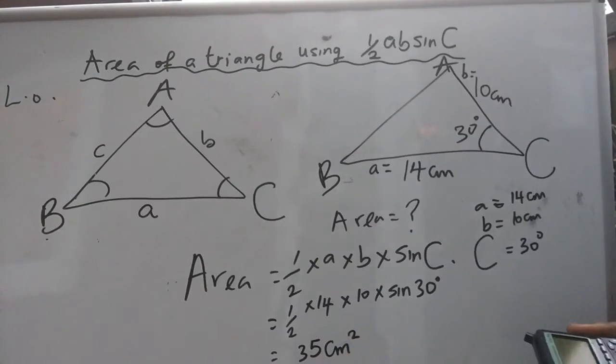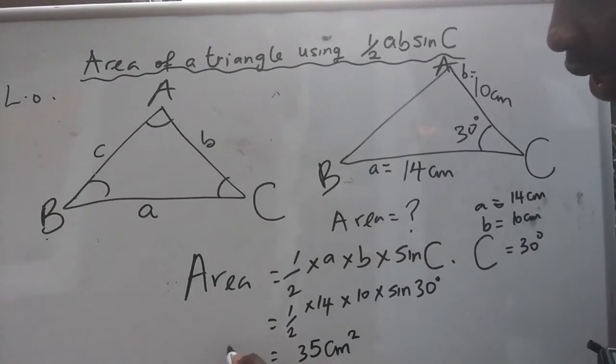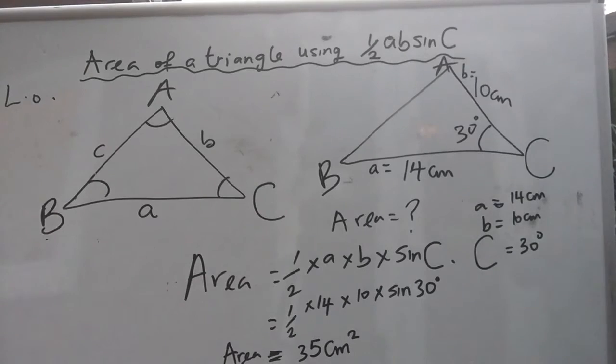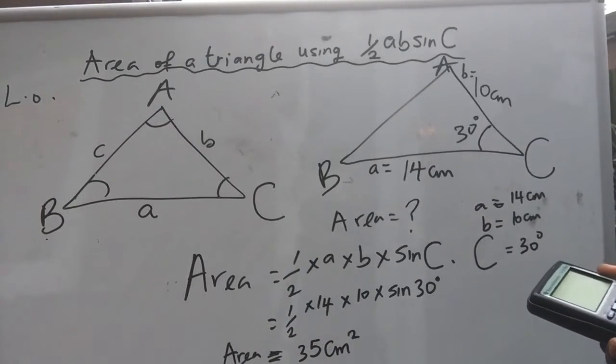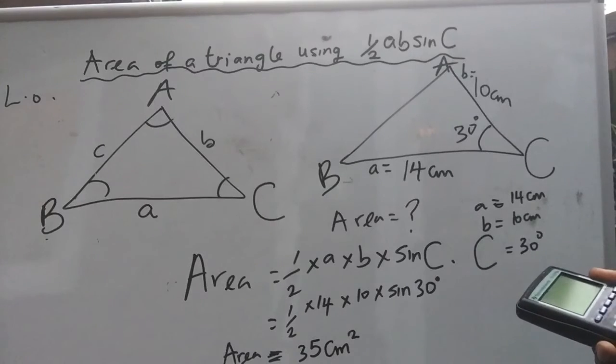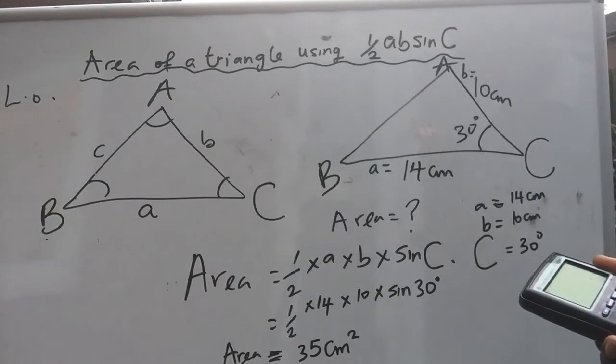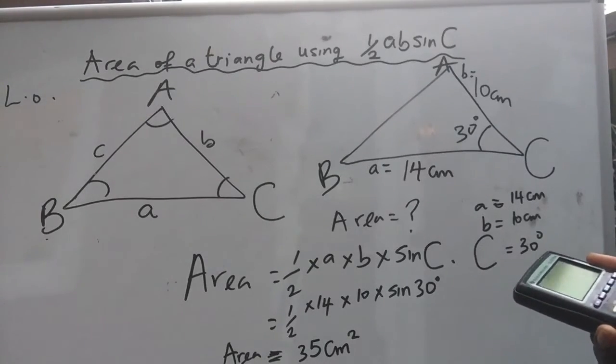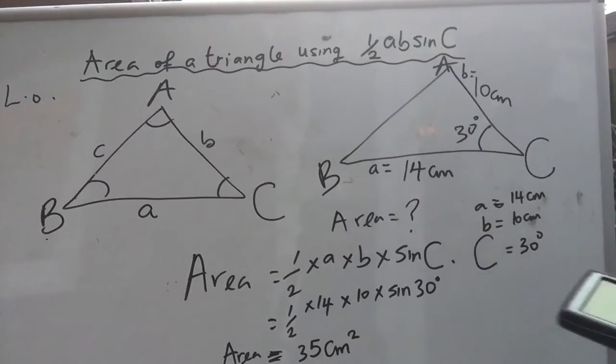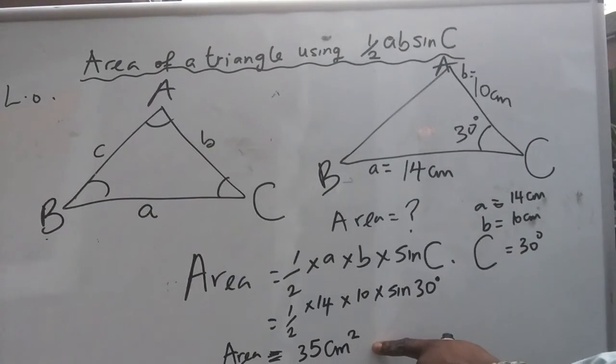centimeters squared. Remember, area is a two-dimensional measurement, so you have to put squared at the end. So it's half times 14 times 10 times sine 30, and that should give us 35 centimeters squared.